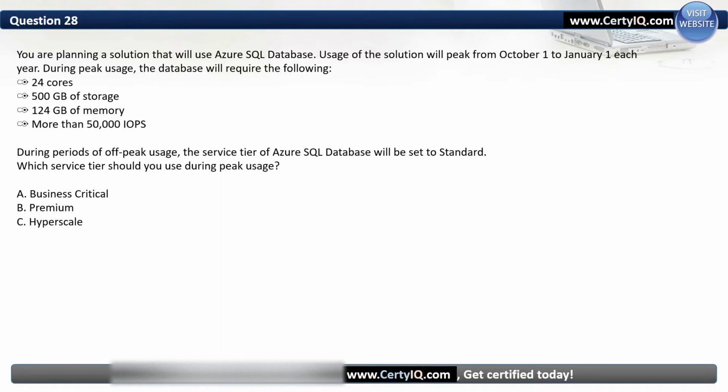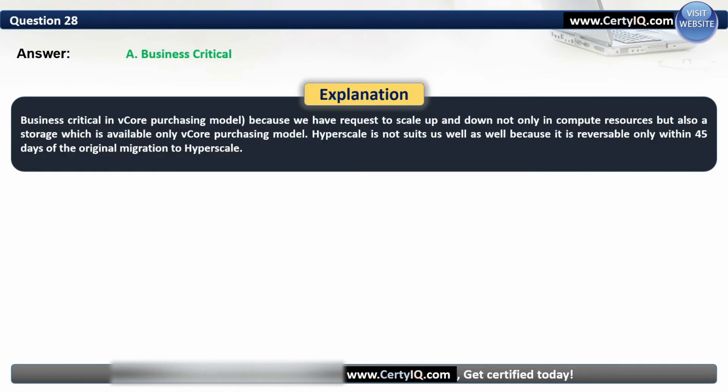The correct option is A. Business Critical. Business Critical in vCore purchasing model, because we have requests to scale up and down not only in compute resources but also a storage which is available only via vCore purchasing model. Hyperscale does not suit us as well because it is reversible only within 45 days of the original migration to hyperscale.